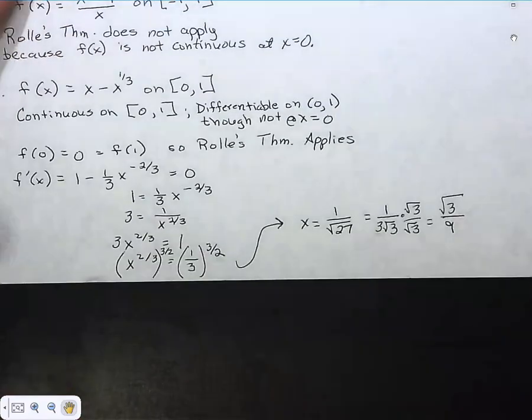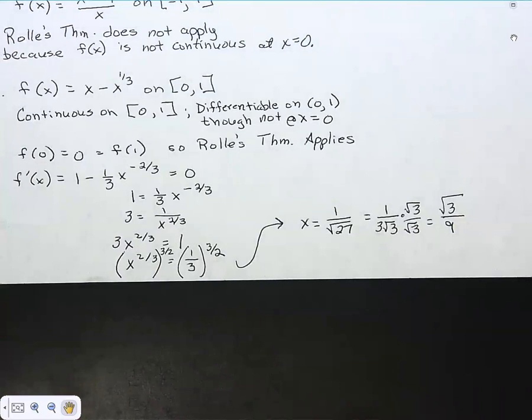I actually don't know what the easiest way to solve that problem would have been. It may have been right here, go ahead and get a common denominator, then you'd have a single fraction and set the numerator equal to 0. I don't know if that would have been any easier or not, but solving equations is something I should be really good at by now. All right, any questions? That's Rolle's theorem.